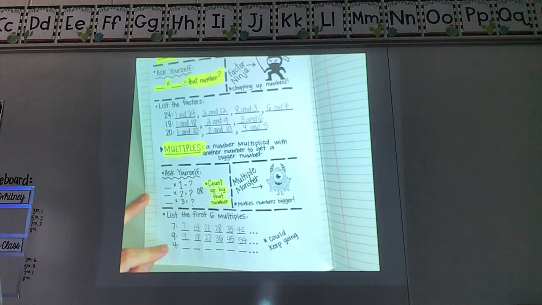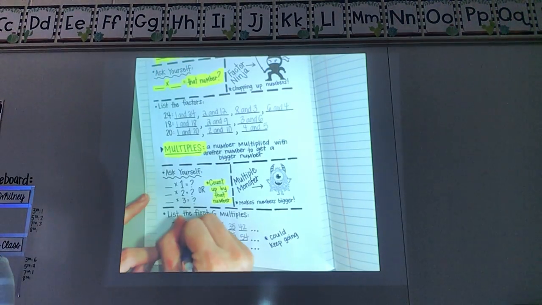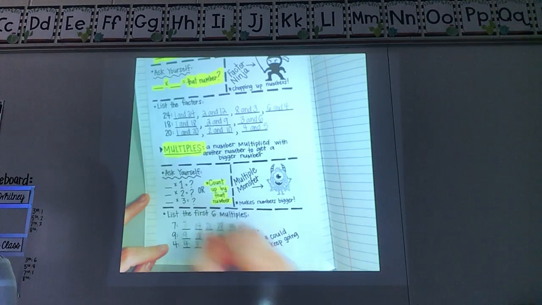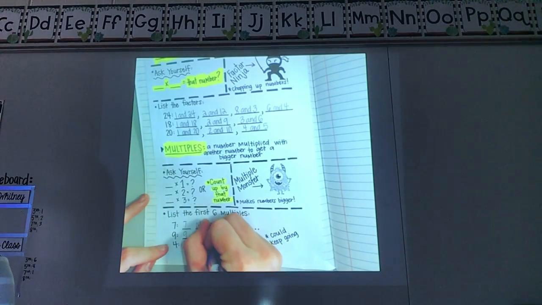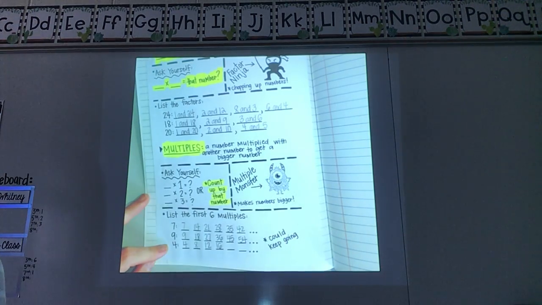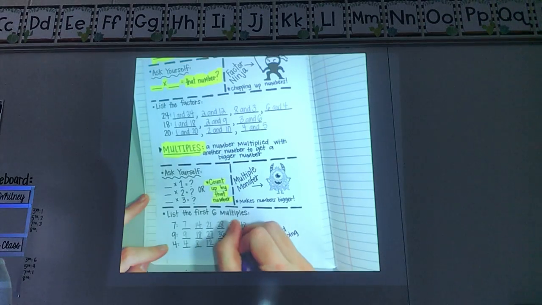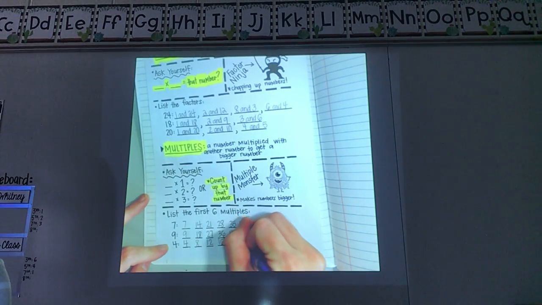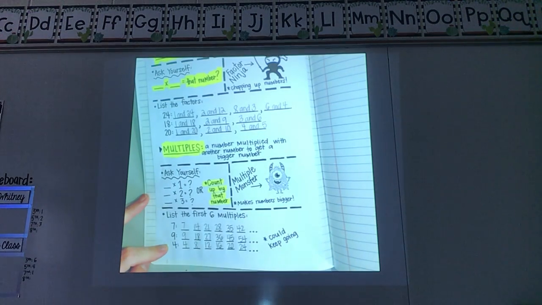One last example. Again, you try to think of them before I write them down. First, we have to write down the 4 because that's what we're counting by. And the multiples of 4 would then be 8, 12, 16, 20, oops, broke my pencil lead, and 24. Those 3 dots means that we could keep going.